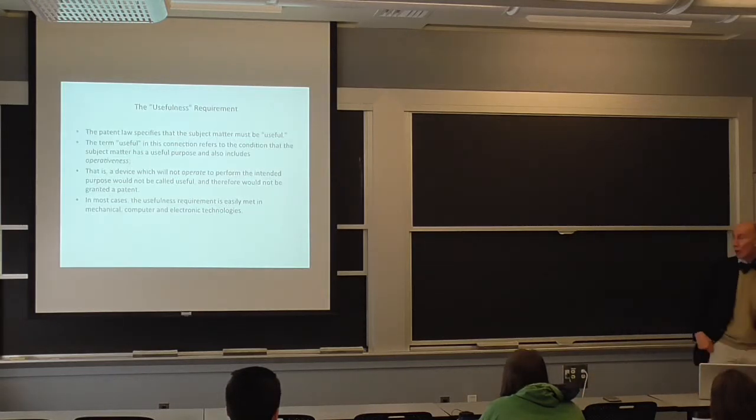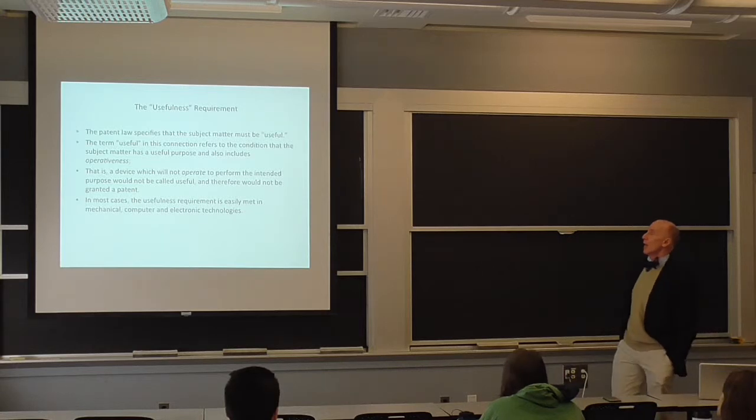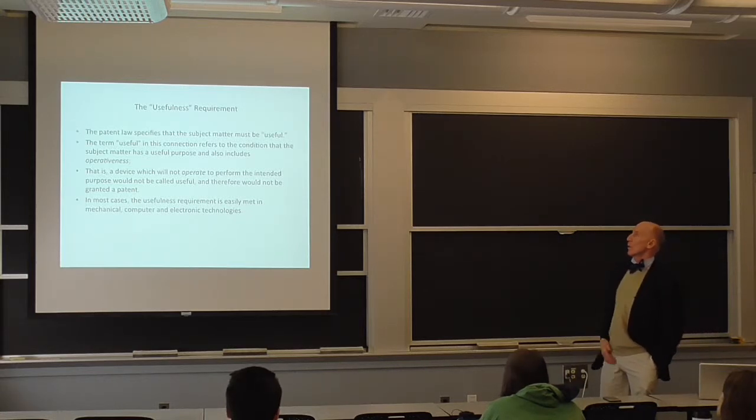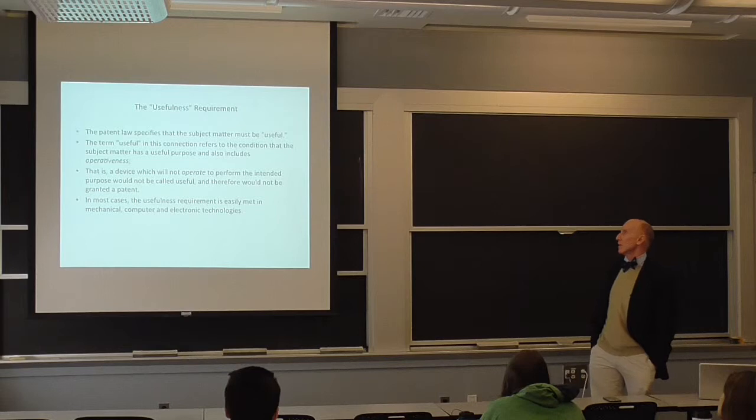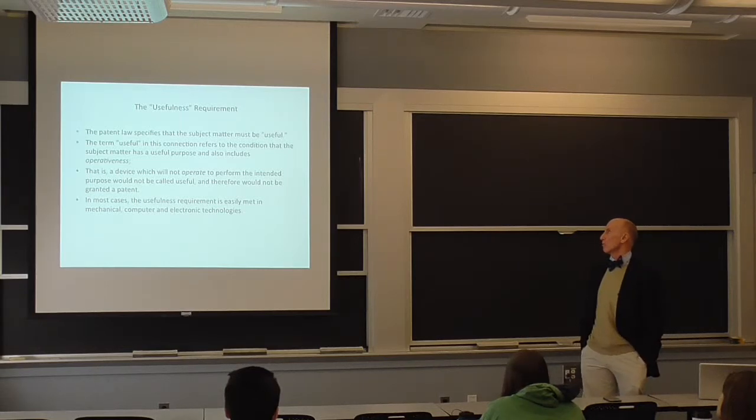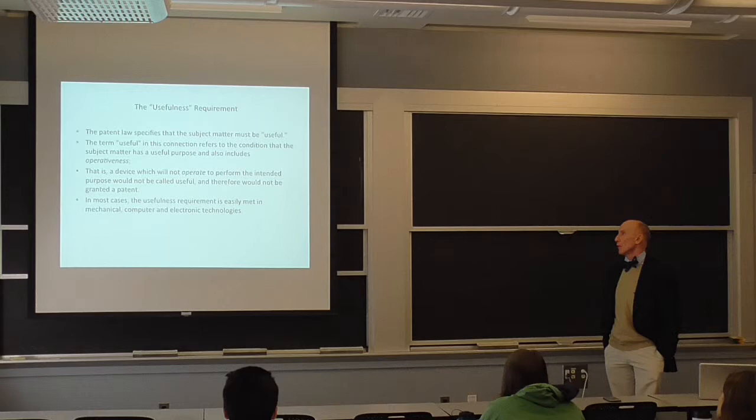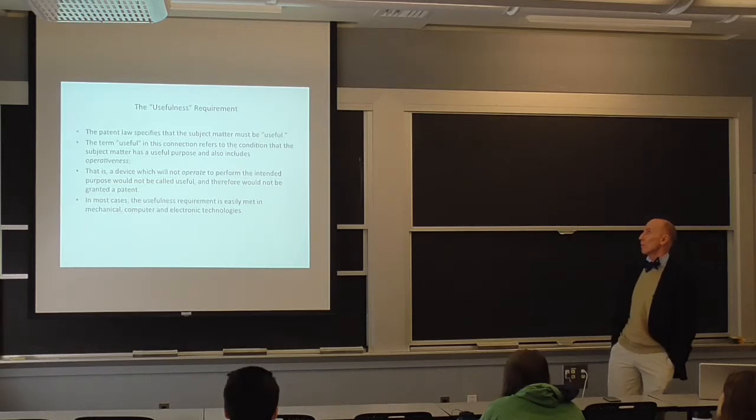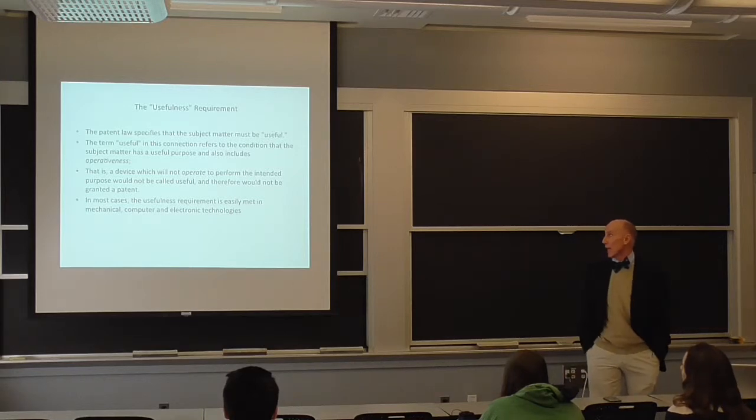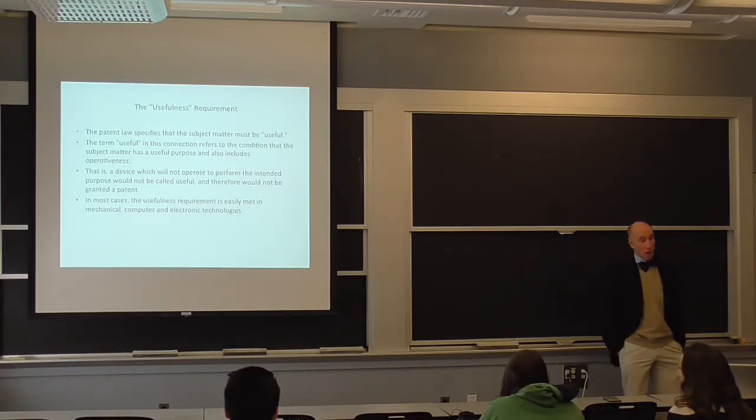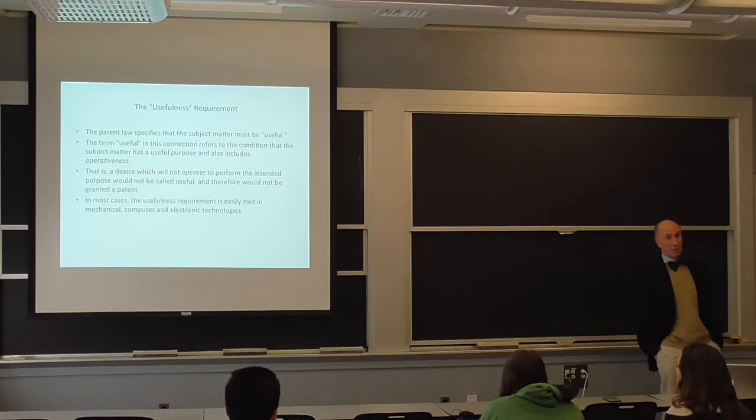Just finishing up with these four important elements. The usefulness requirement. Patent law specifies that subject matter must be useful. The term useful in this connotation refers to the condition that the subject matter has a useful purpose and also includes operativeness. That is, a device which will not operate to perform the intended purpose would not be called useful, and therefore would not be granted a patent. In most cases, the usefulness requirement is easily met in mechanical, computer, or electronic technologies. But if it doesn't work, it won't be patented.